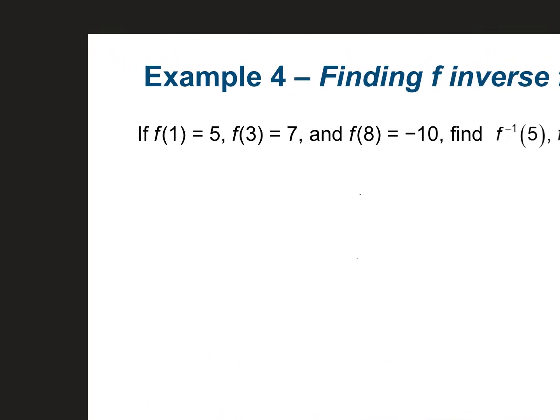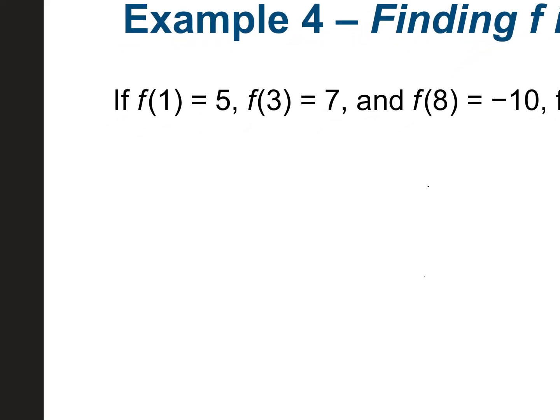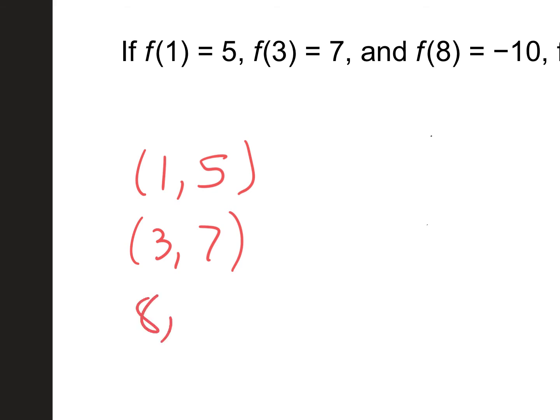So in a case like this, if I have f of 1 is 5, f of 3 is 7, and f of 8 is -10, and they want to know the inverse, well, what are my ordered pairs here? What ordered pairs do they give me here? Okay, (1, 5), (3, 7), right? And (8, -10). You knew that these numbers here were the x values because it's f of x. And then what you get out is your y value. Here is my x, here is my y. This is my f of x.